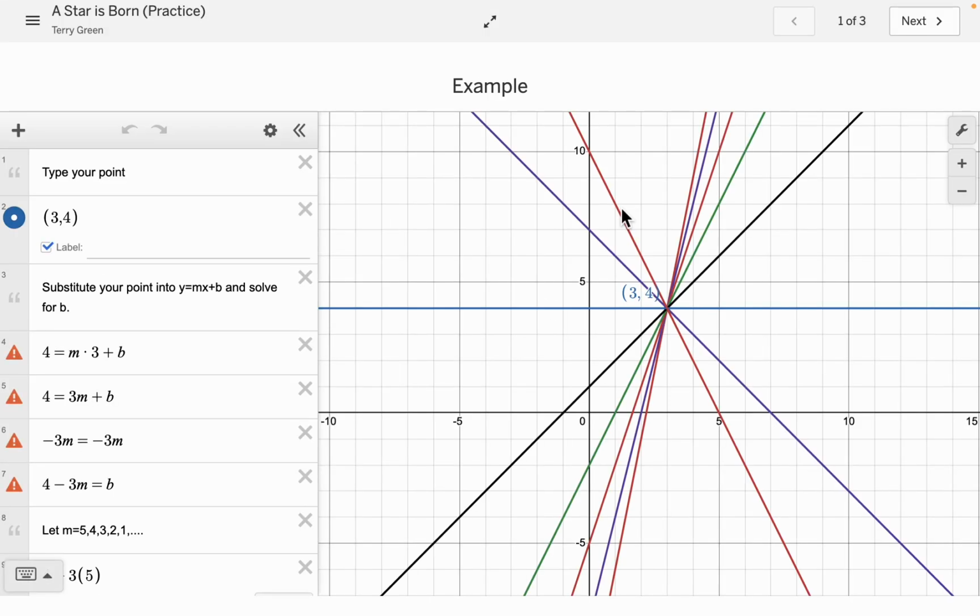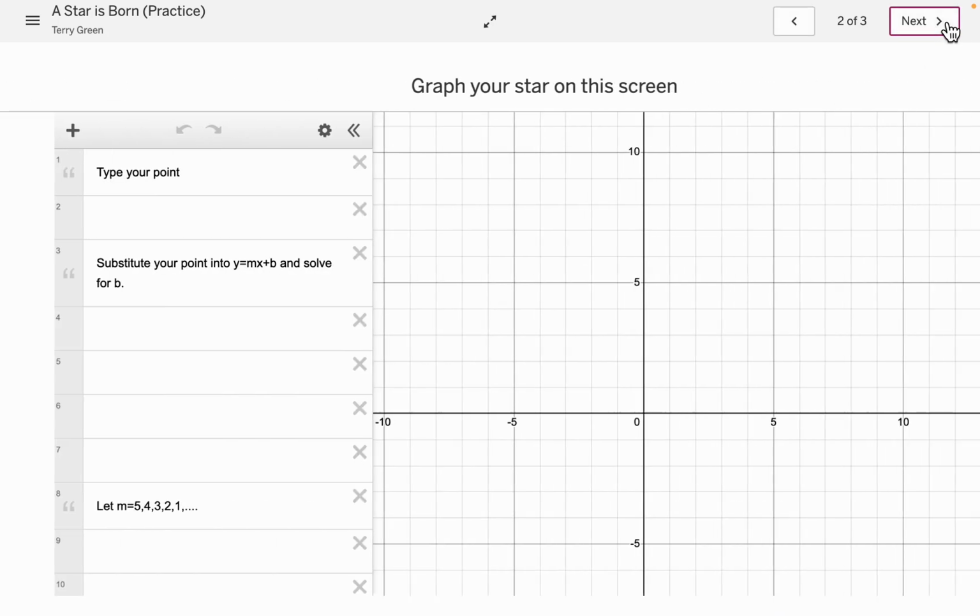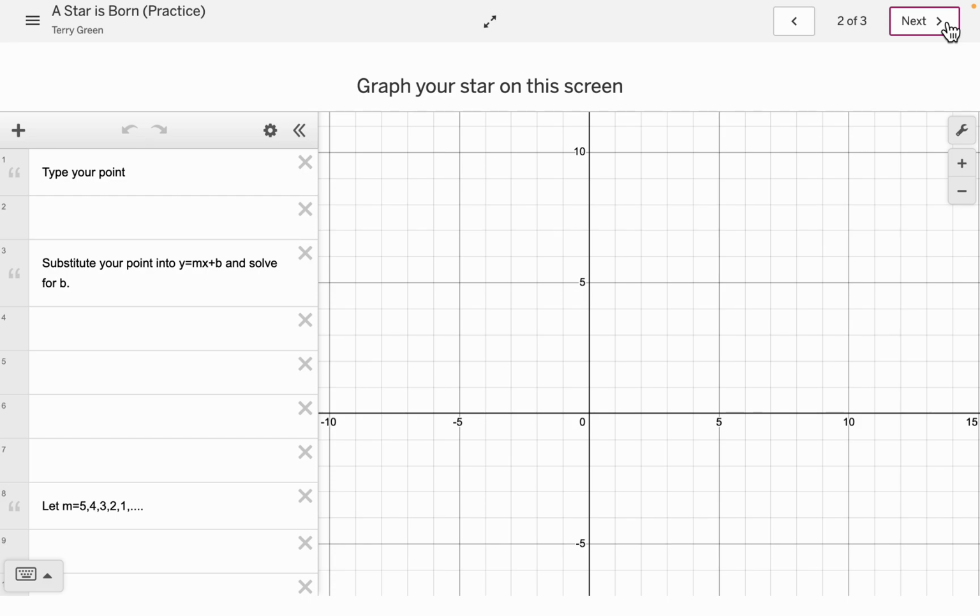Okay, this is an example. So this is kind of what your problem's going to look like. I'm going to pretend I'm a student here, and I'm going to go to page 2, and we're going to complete this. Let's pick a point. Let's use the point 5, 7.